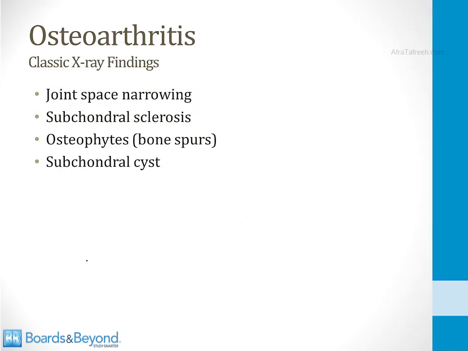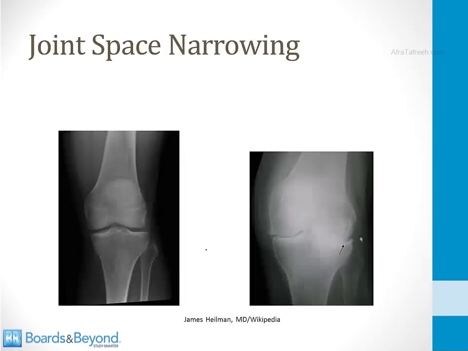If you take an x-ray image of a joint affected by osteoarthritis, there are a couple of classic x-ray findings that you should be aware of for step one. I've listed all of them on the slide here, and we'll go through these in the next few slides. The first one is joint space narrowing.